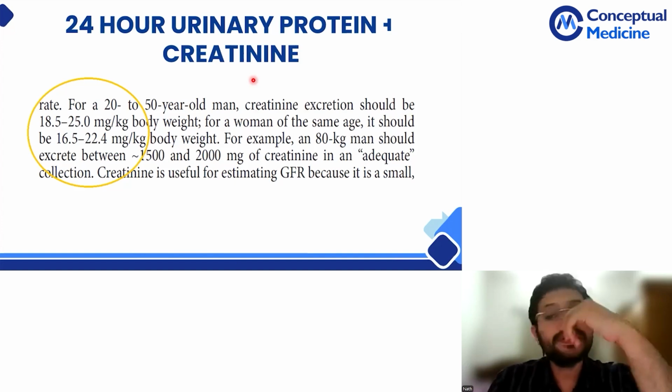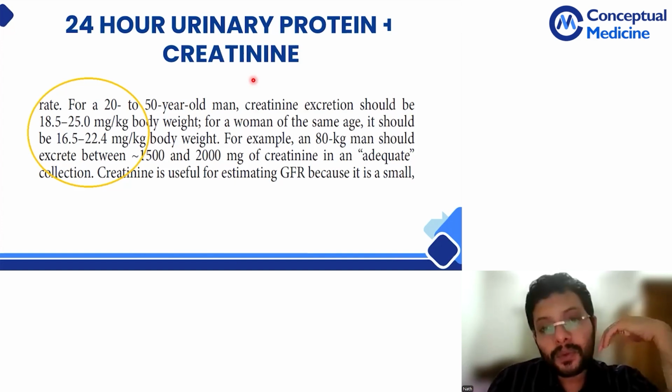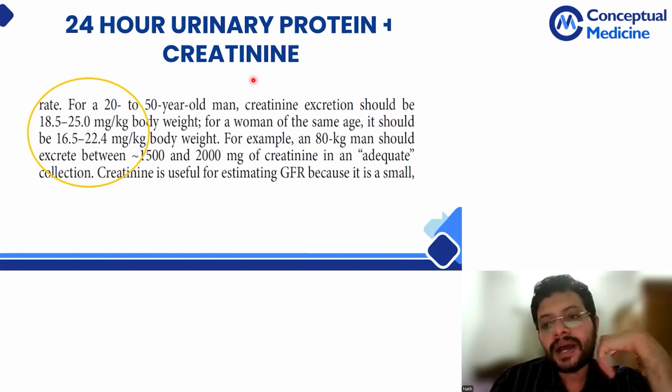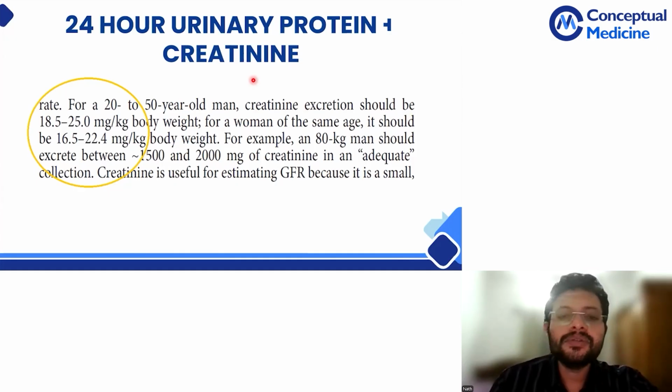So suppose you have a patient with nephrotic syndrome, where you have a lot of protein loss in the urine, more than 3.5 gram, that is 3500 milligram per day to be precise. In such a case, if you want to really quantify how much protein he is passing and the creatinine is normal, it's very useful for you to do 24-hour urinary protein plus 24-hour urinary creatinine so that you can verify the adequacy of the urine collection. Okay, I hope you got that point loud and clear.